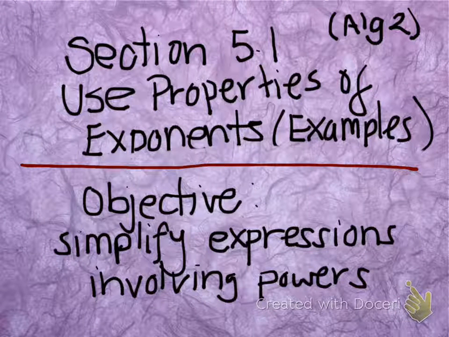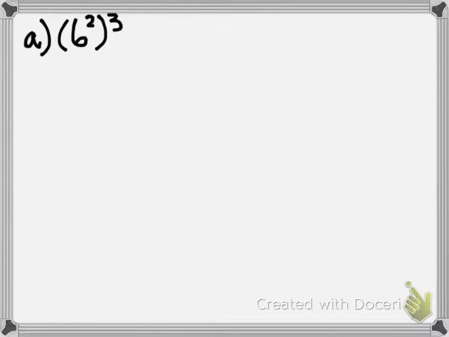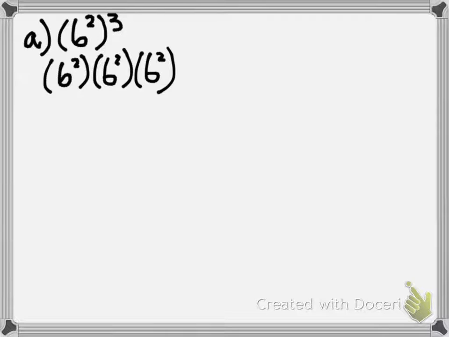These are examples from section 5.1 using the properties of exponents. Using the definition of exponents, what this problem says is that it wants to basically raise this base of 6 squared 3 times. So we can write this as 6 squared times 6 squared times 6 squared.